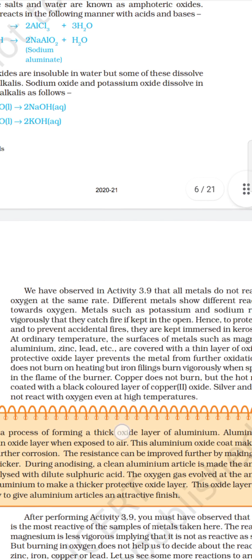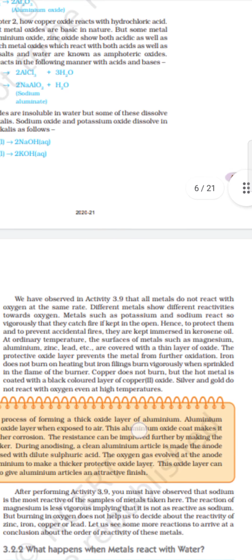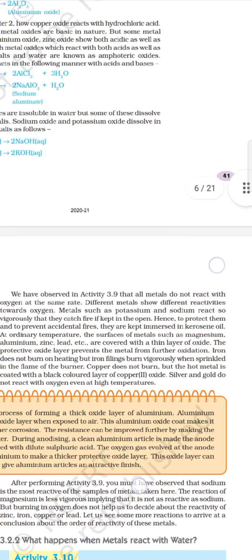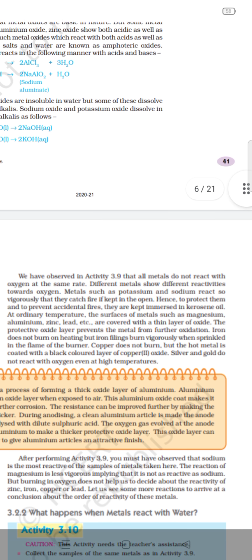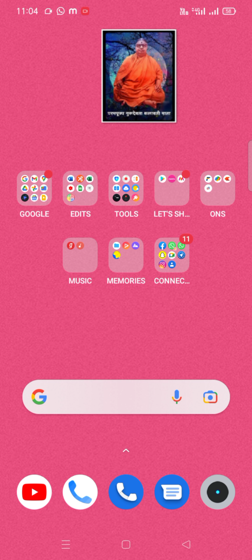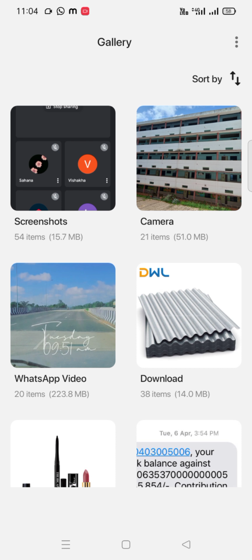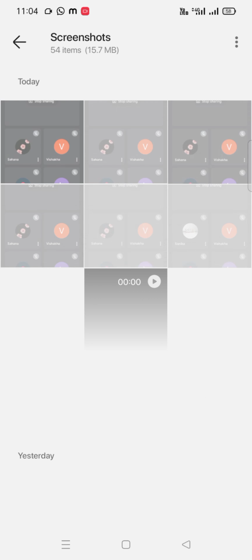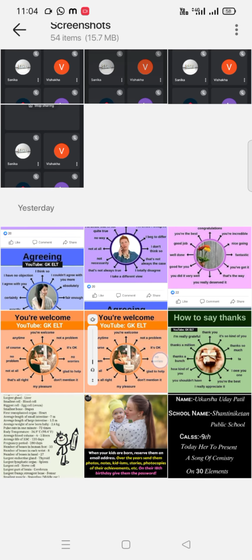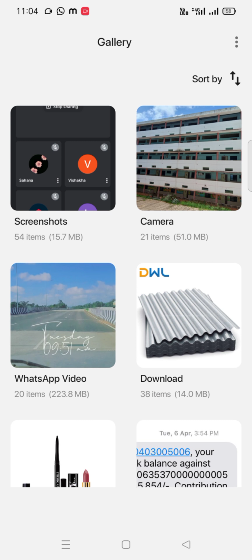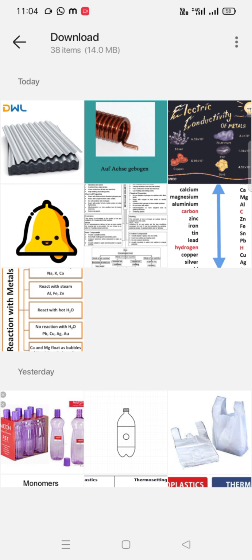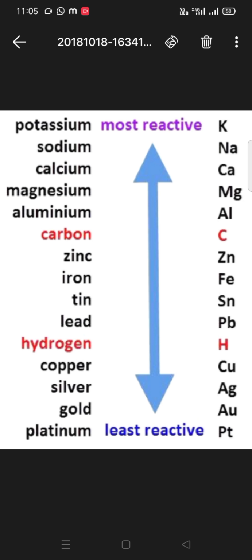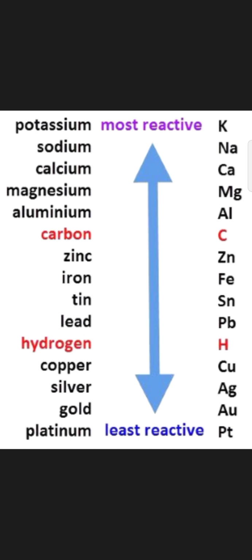So this was the part, children. I'll just show you something so that you will understand it clearly. Keep in mind, children, if you were in front of me I would have given this example. This is the very important part.